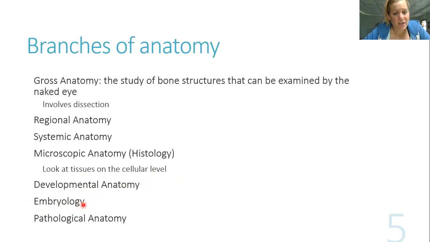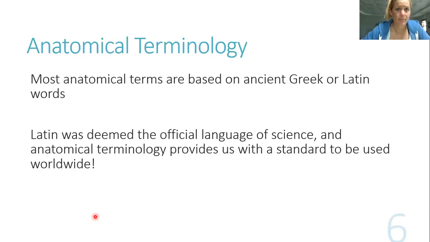Pathological anatomy looks at structural changes due to disease. Again, super important if we want to understand how a disease works so that therefore we can treat that disease. We need to understand how does it affect the form? How does it affect those structures in regards to their general setup, I guess.